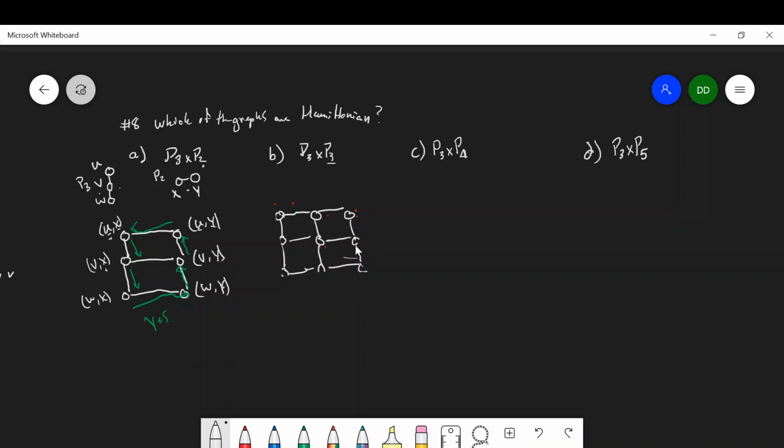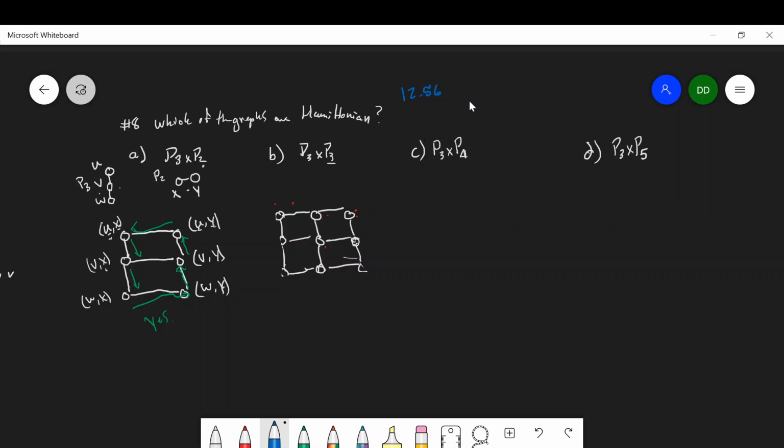It's not Hamiltonian. Well, remember this theorem that says if you remove a set of vertices and you're left with more components than the number of vertices you removed from the graph, then it's not Hamiltonian. Sorry, again, I should have had this theorem ready. This is theorem 12.56. So read through that one.